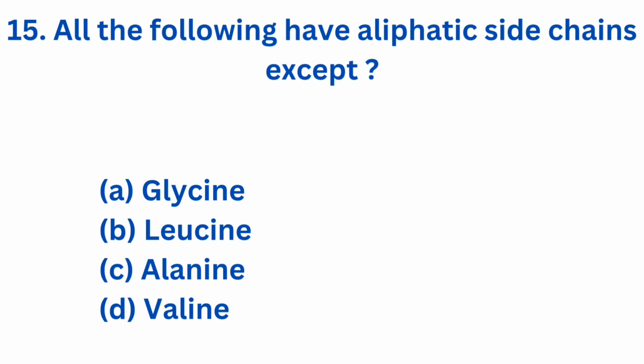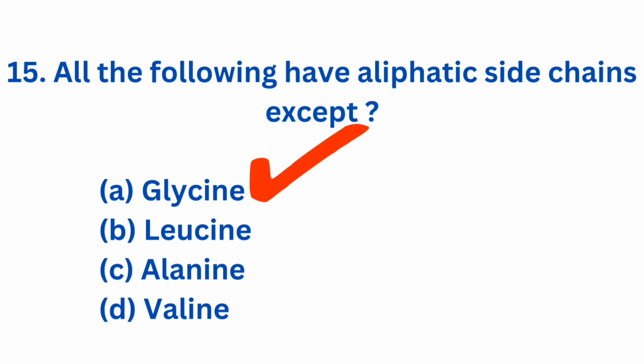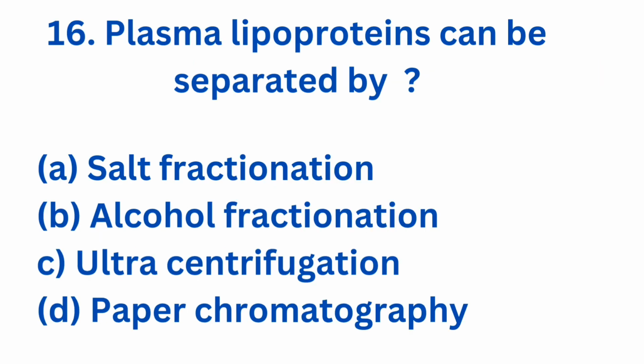Question number 15. All of the following have aliphatic side chains except option A, glycine, option B, leucine, option C, alanine, option D, valine. Which of the following does not possess an aliphatic side chain? The right answer is option A, glycine. Glycine does not possess aliphatic side chains.